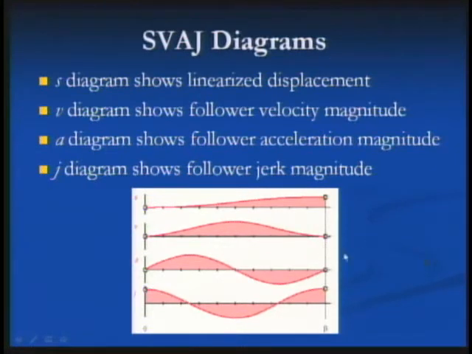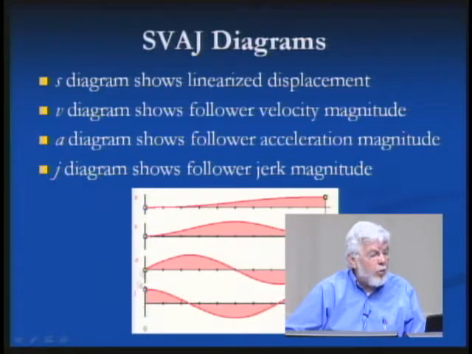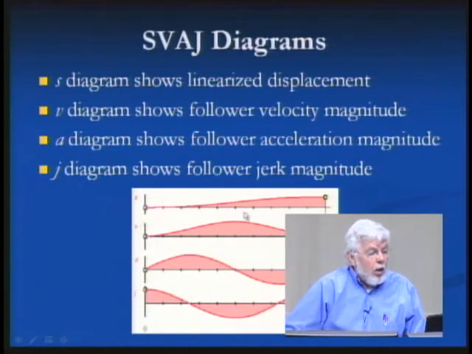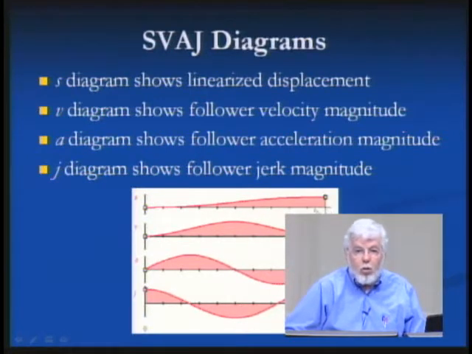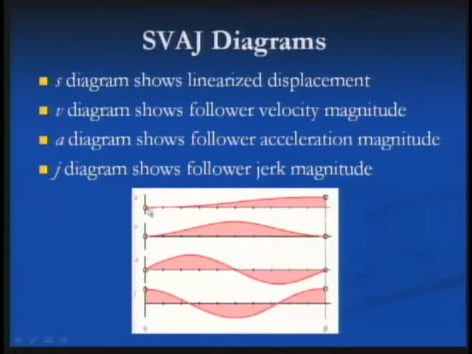The first step is to convert that timing diagram into a set of SVAJ diagrams, as you see here. S is the linearized displacement. We're working in a linear form here to keep it simple. We're going to wrap this around a circle to make the cam, and we'll do that before this video is over. But initially, it's much easier to deal with this in a linear fashion, so we're pretending that the follower is moving straight up and down, and the cam is moving under it. The follower is not shown in this diagram.